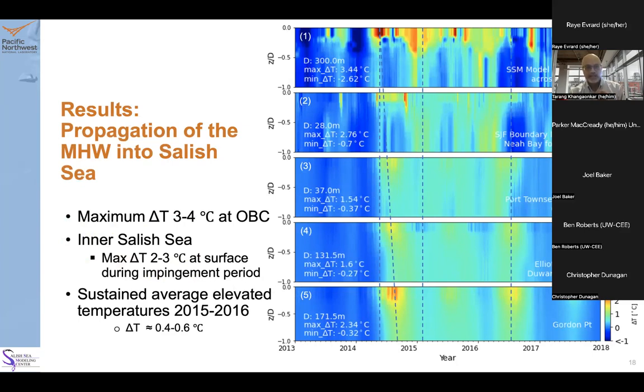It reaches Neah Bay, and then through October, November, by December, January, the peak heat wave has already reached South Puget Sound. But this is winter. So what was noticeable is that in the middle of winter and throughout 2015, 16, and 17, temperatures remained warm over almost the entire water column until the heat wave dissipated after 2017. Next slide, please.